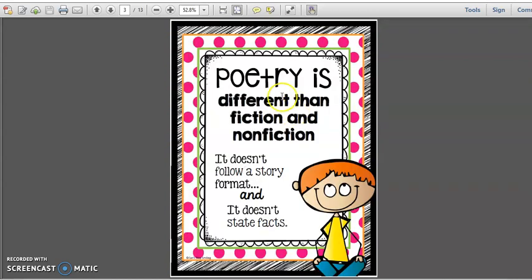Poetry is different from fiction and non-fiction. It doesn't follow a story format, so it's not a paragraph, and it doesn't state the facts. It doesn't use sentences.